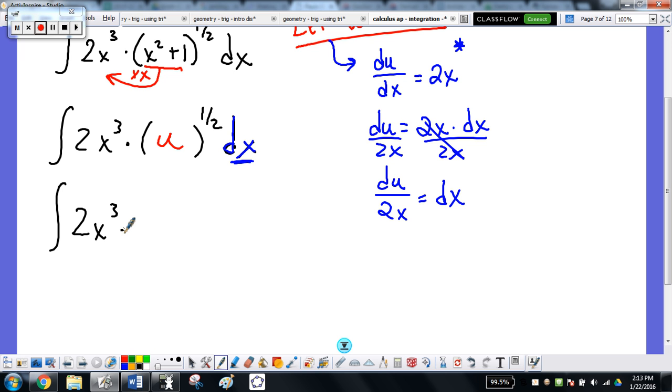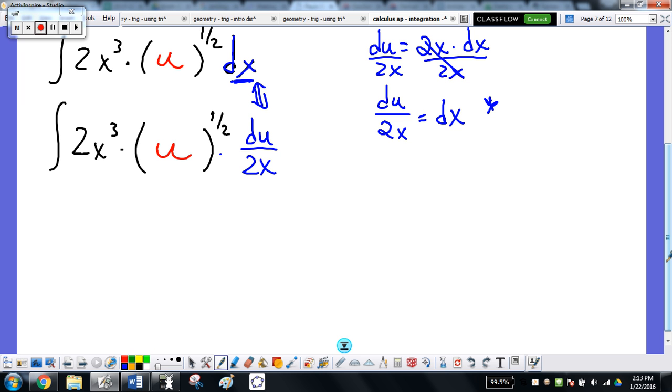2x cubed times the inner part, which we assume to be called u, just a variable, times no longer dx, but rather du over 2x. Because these things right here, according to what we did in blue over there, are interchangeable, right? That's what this step right here says. If we assume the red, then this blue stuff must also be true because we didn't break any rules.